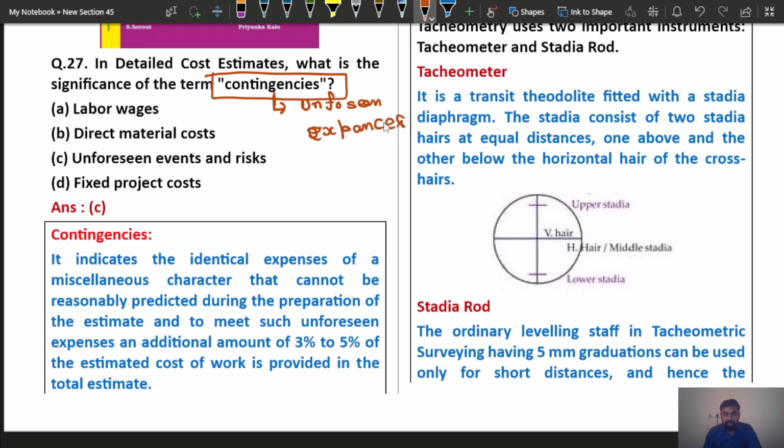These are the unforeseen expenses or accidental expenses which will not be predicted during the preparation of the estimate. So in the estimate we will take contingencies 3 to 5% of the total cost of the estimate. So this is unforeseen event and risk. So option C is correct. Now proceeding on next question.